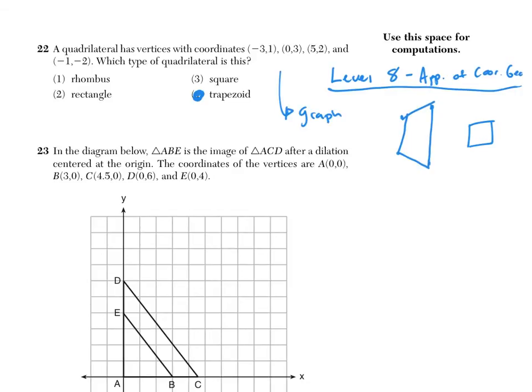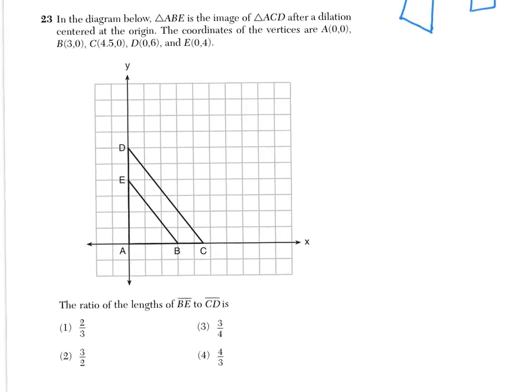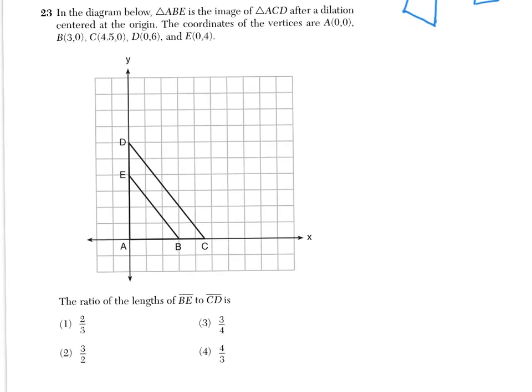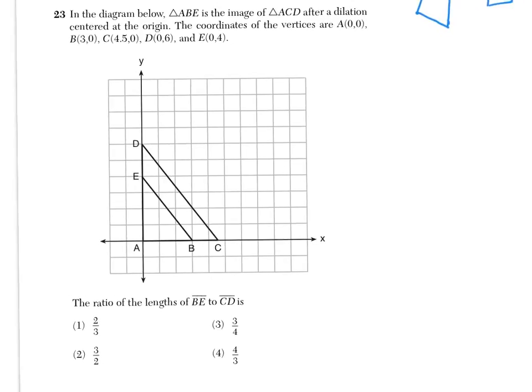Just graph it, bruh. All right. In the diagram below, ABE is the image of ACD after dilation centered at the origin. Here are your coordinates. What is the ratio of the length BE to CD?